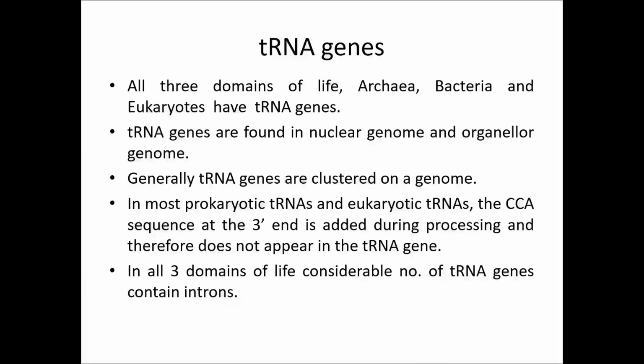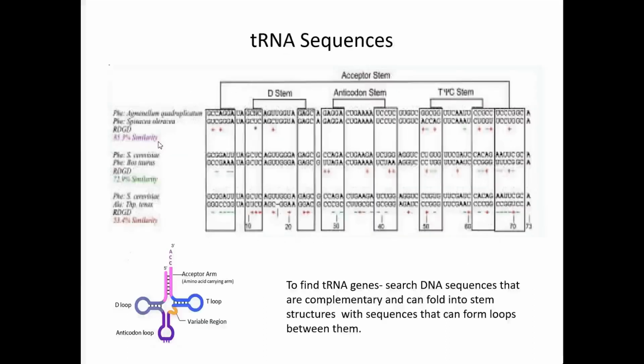In most prokaryotic tRNAs and eukaryotic tRNAs, the CCA sequence at the 3' end is added during processing of tRNA and therefore does not appear in the tRNA gene. In all 3 domains of life, a considerable number of tRNA genes contain introns. Here what we see is a pairwise sequence alignment of tRNA sequences from different organisms having different similarity. This is shown here to let you know the arrangement of nucleotides in the tRNA sequence.